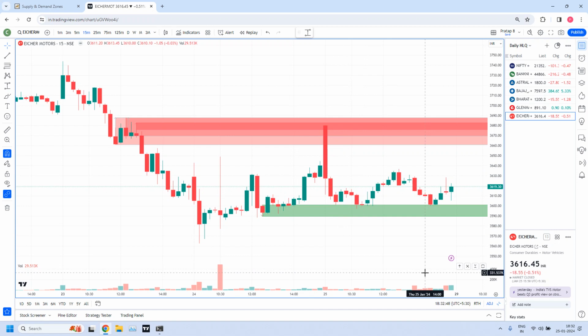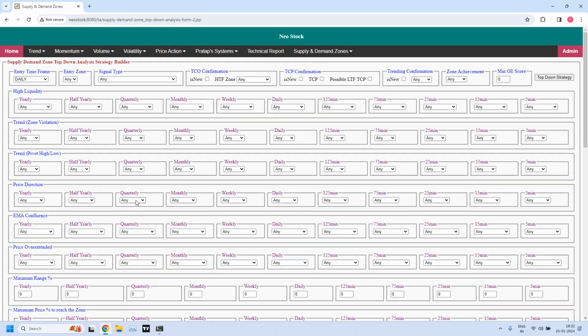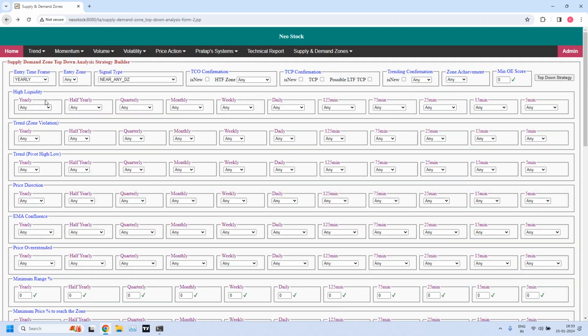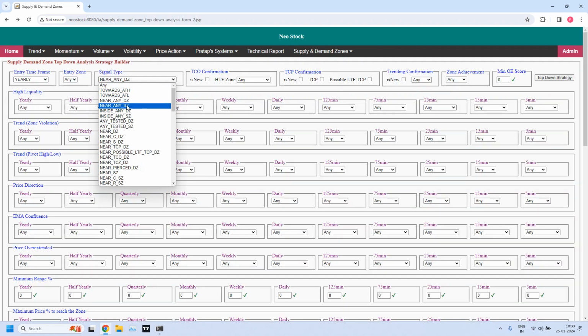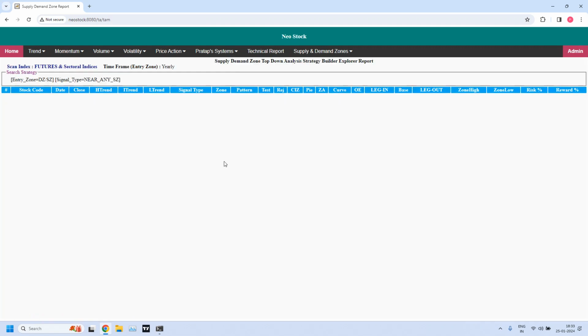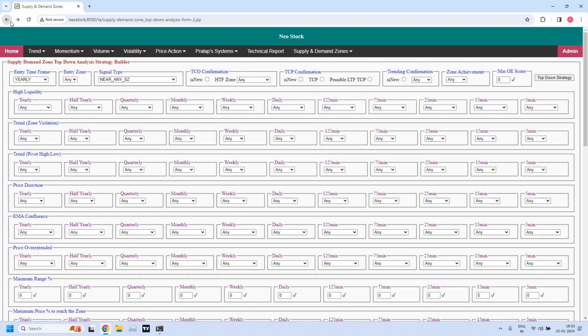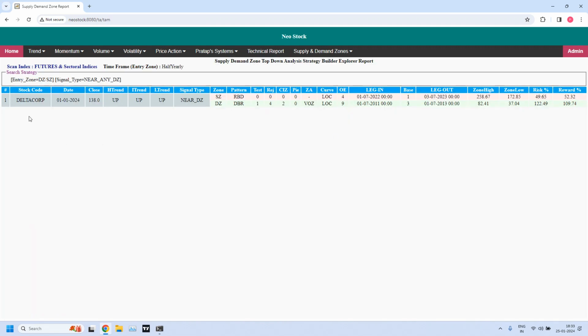Now let us generate demand and supply zones for all the time frames. So let us start from the yearly time frame. So the entry time frame is yearly. Let us find the stocks near the yearly demand zone. Mostly there won't be any zones. Yearly time frame, stocks near the yearly supply zone. Here also we may not be having any. So let me go back. Let us change the time frame to half yearly. Let us find the stocks near the half yearly demand zone. So one stock is there, which is near the half yearly demand zone.